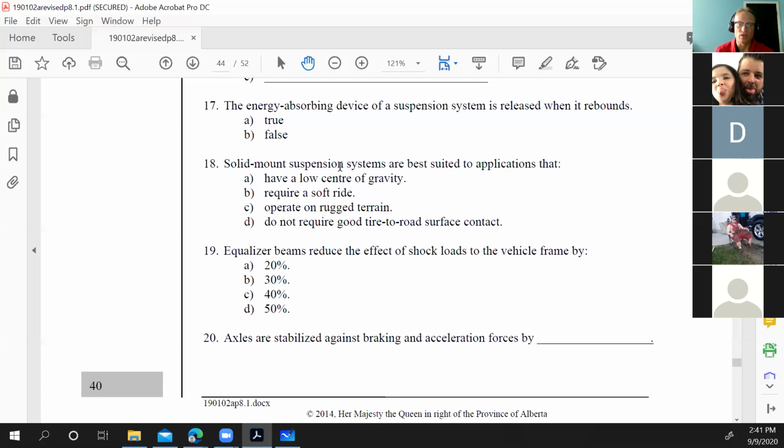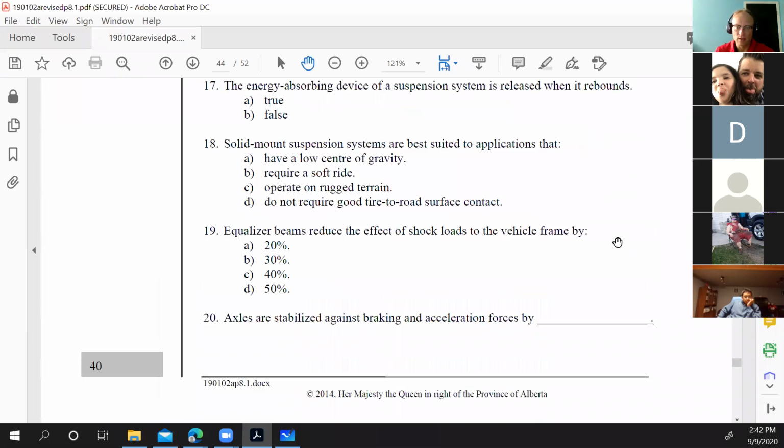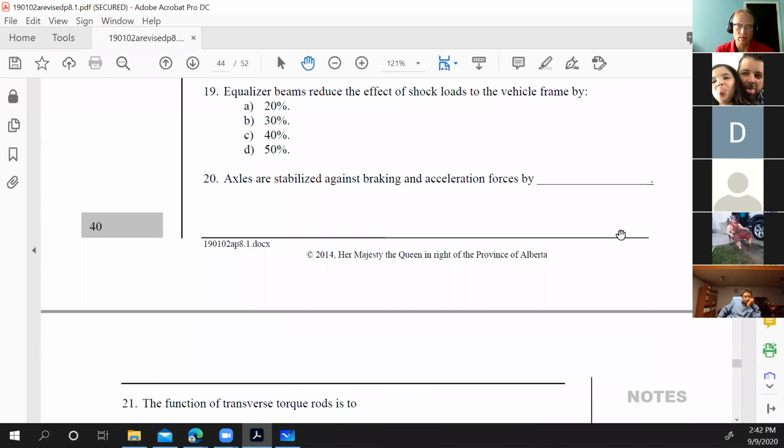Solid mount suspensions are best suited to applications that what? C. Yep, definitely C. Operate on rugged terrain. That's where we want that solid mount suspension. Equalizer beams reduce the effect of shock loads to the vehicle frame by how much? 50%. Yeah, 50%. They reduce that movement to the frame by 50%.